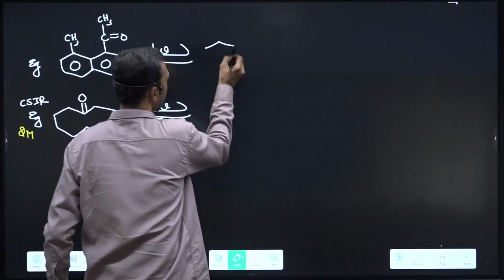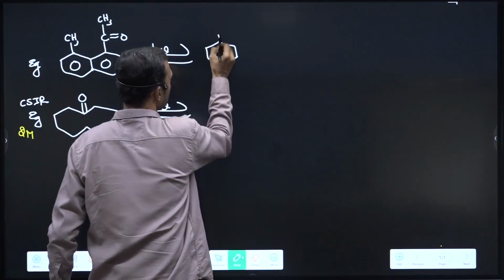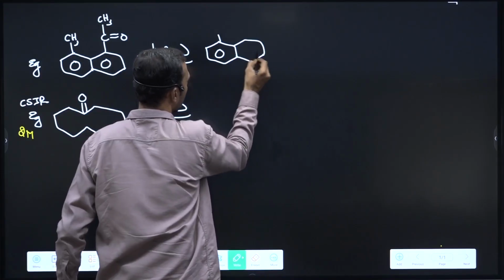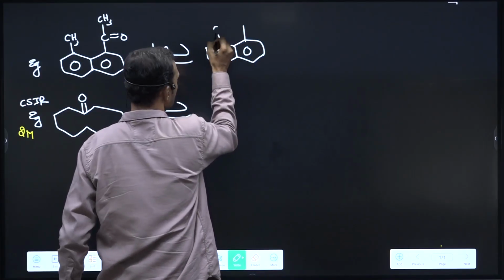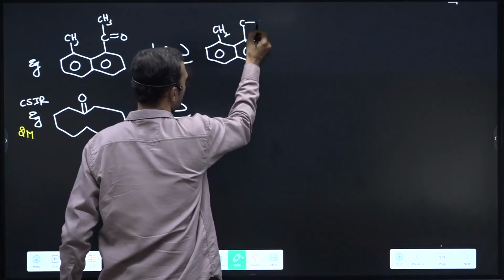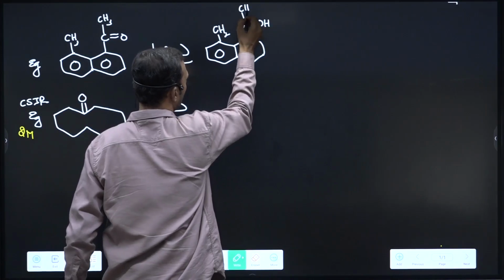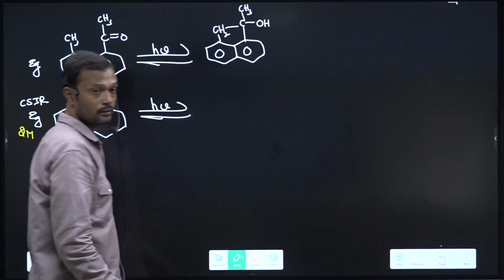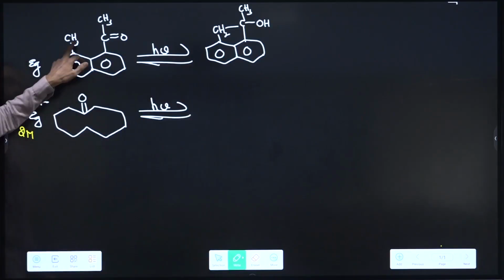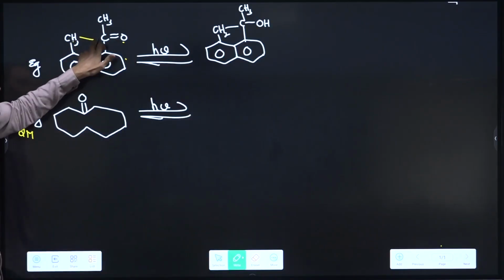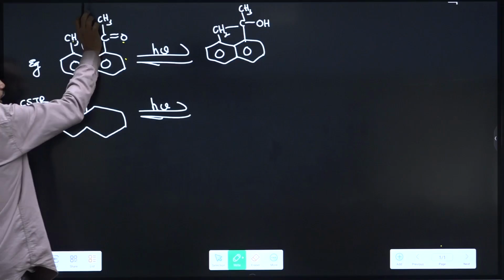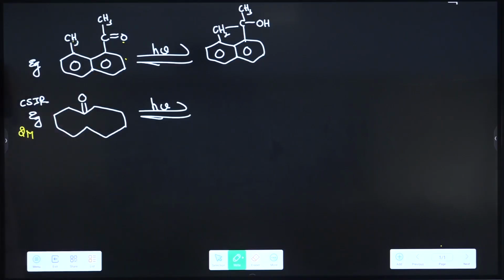So what is your answer? Benzene carbon, C. Is it CH2 or not? CH2, this becomes OH and this is CH3. That is the answer, right? This carbon donates hydrogen to oxygen and the same carbon couples with this. Hydrogen transfer followed by CC coupling. This is called intramolecular photoreduction.